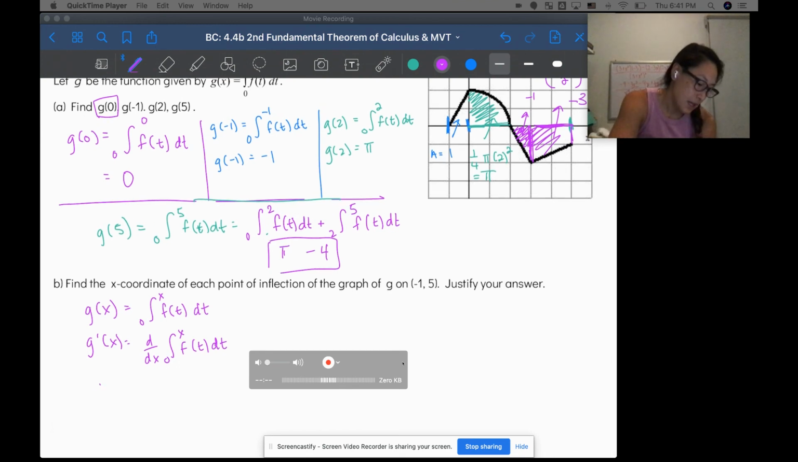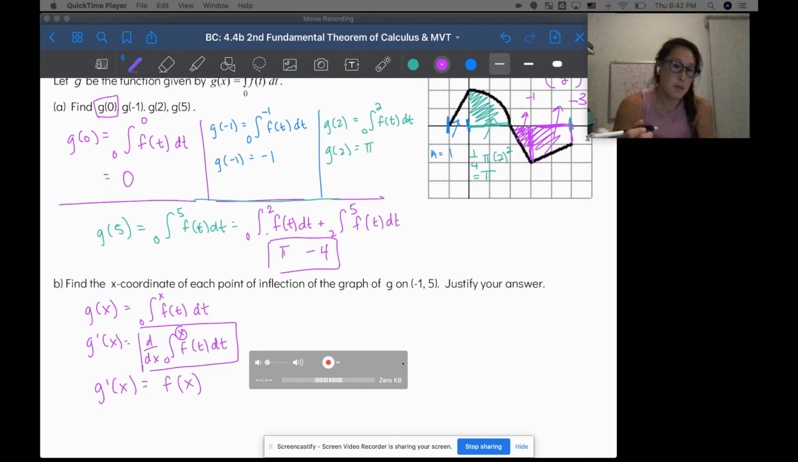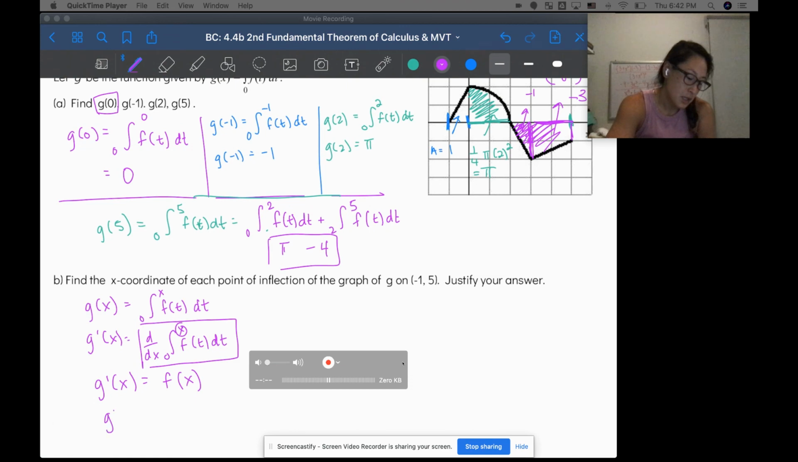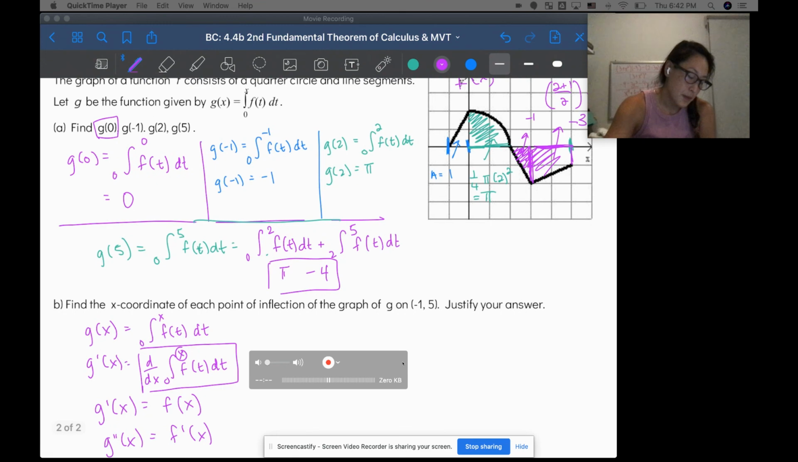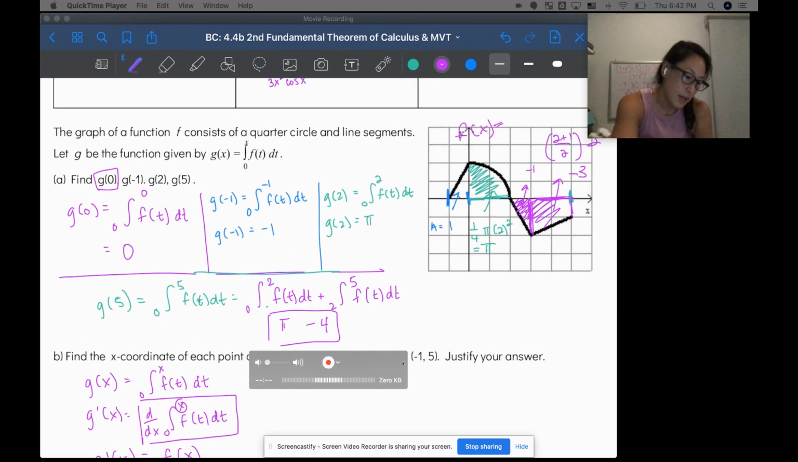Okay. So that means that g prime of x is equal to, remember, this is the second fundamental theorem of calculus. It says that if I take the derivative of the integral, then I just have the inside function with my x value as my input. So g prime of x is equal to f of x. So g double prime of x is equal to f prime of x. So in other words, I'm going to call this f of x, but it can also be called g prime of x. They are equivalent.